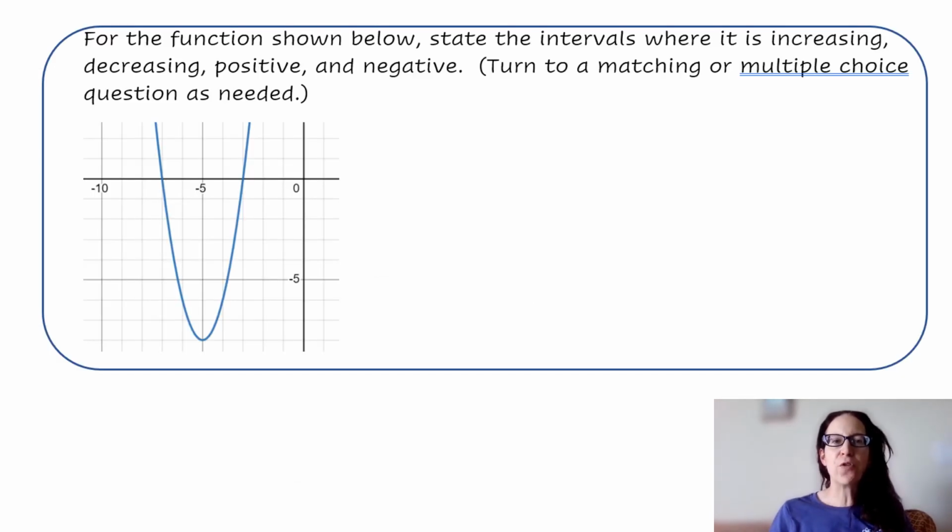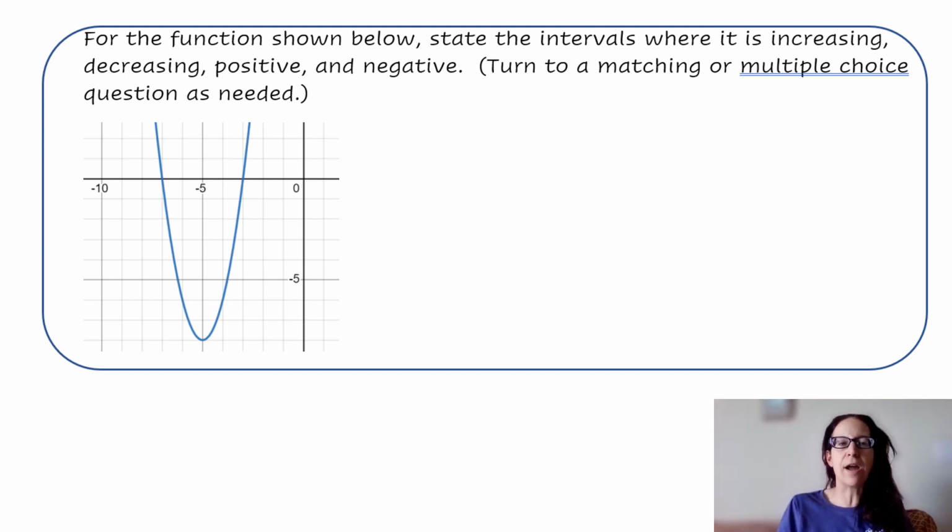Okay, so for this one, for the function shown below, state the intervals where it's increasing, decreasing, positive, and negative. Turn to a matching or multiple choice question as needed. So the harder level of this would be you state the intervals where it is positive, negative, increasing, decreasing. On a multiple choice exam, such as your midterm is, you would just need to be able to identify those intervals. So you would have your 4 answer choices, and you would need to be able to pick the right one out of the options. Now, as long as you understand what interval you're looking for, that should make the question easier. So let's go and do this. I'm going to turn on the highlighter.